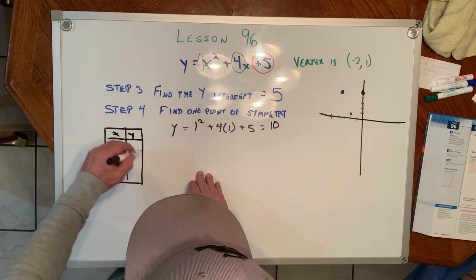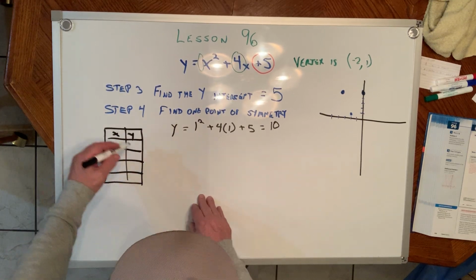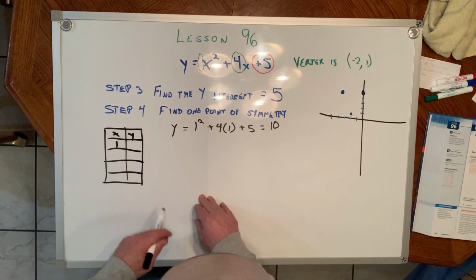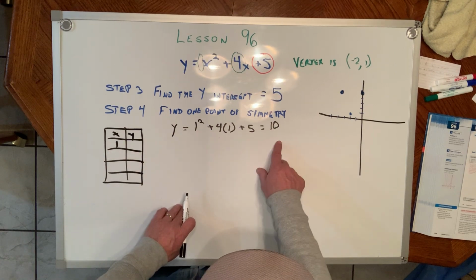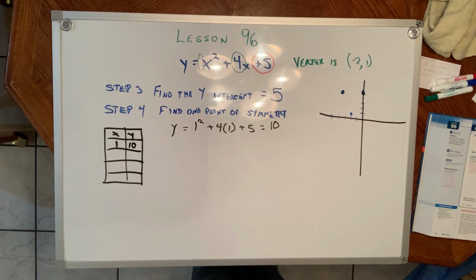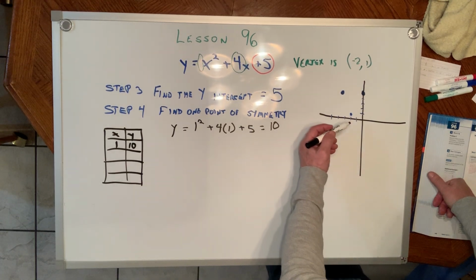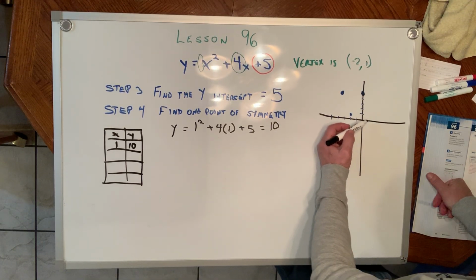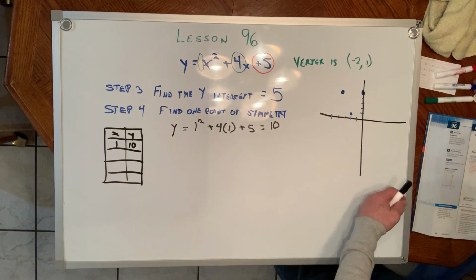We went x and y, and we picked these. In this case, we picked x to be 1. If x is 1, then y has got to be 10. Okay, so now I come back over here. I do the positive 1.